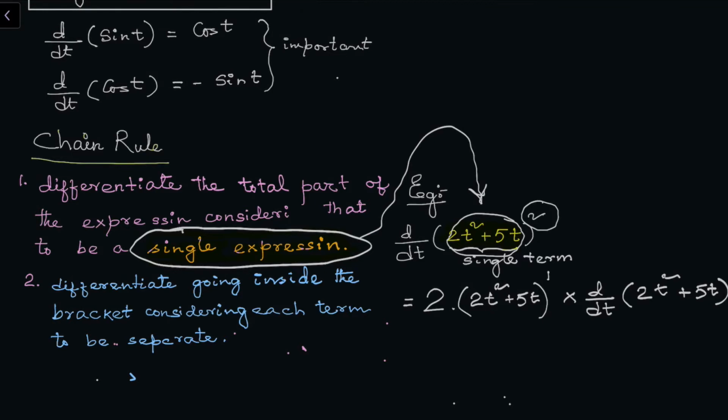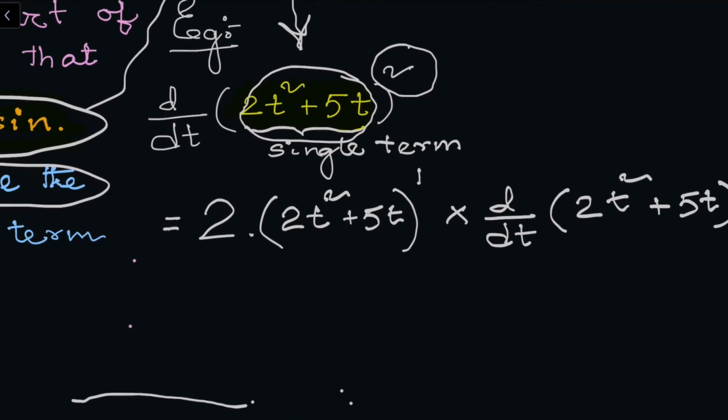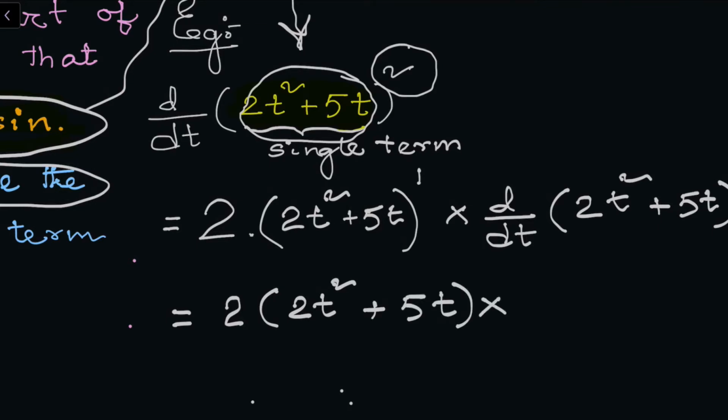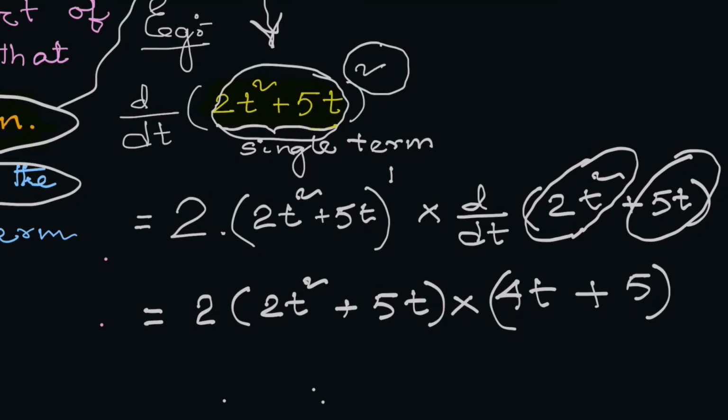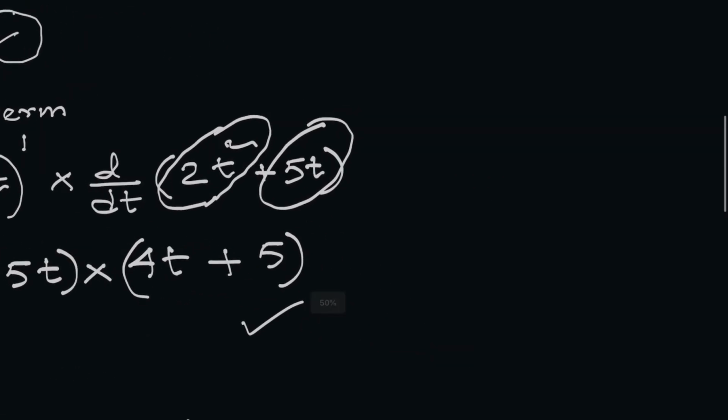Now let's see what we had written. Consider this term to be a single expression, and then part 2, go inside the bracket and differentiate that again. So 2 into (2t square plus 5t), first part differentiation, into going inside the bracket and differentiating each term will give us 4t plus 5. Now, to make it more clear, let us go to another example.